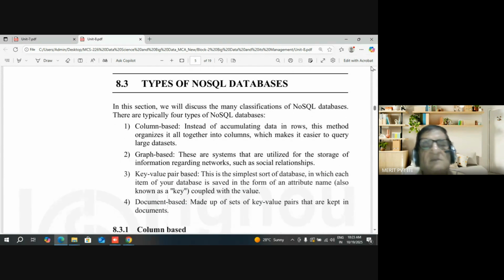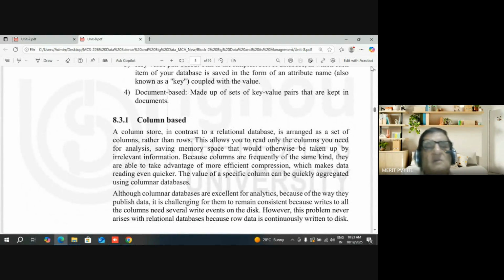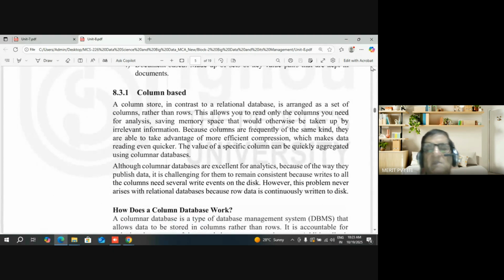In this section, we will discuss the many classifications of this: column-based, graph-based, key-value, and document-based. Column-based databases store columns, and because columns are frequently of the same kind, they are able to take advantage of more efficient compression. Although columnar databases are excellent for analytics because of the way they publish data, it is challenging for them to remain consistent because writes to all the columns need several write events on the disk, etc.